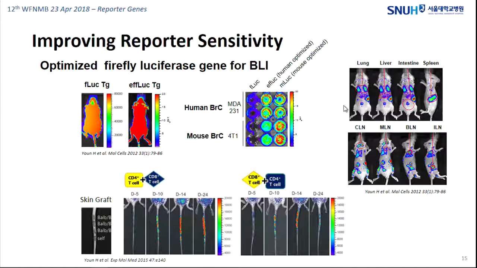And also, we applied this to skin grafts, where we made 3 allografts and 1 self-graft, and we isolated CD4 T cells and CD8 T cells and looked at their kinetics. In this case, CD4 cells last longer, but they also contribute to the allo or the syngeneic graft. But CD8 T cells mostly biodistribute in the allo responses.